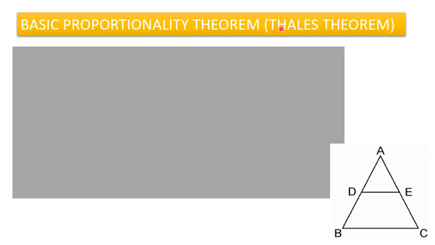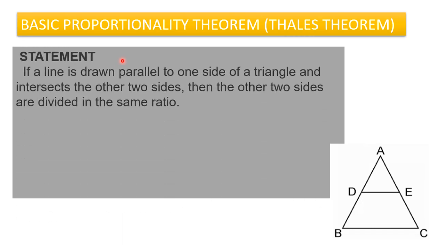In short, we say it BPT, and it is also known as Thales theorem. The statement says: if a line is drawn parallel to one side of a triangle and intersects the other two sides, then the other two sides are divided in the same ratio.